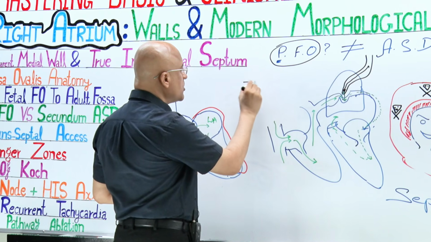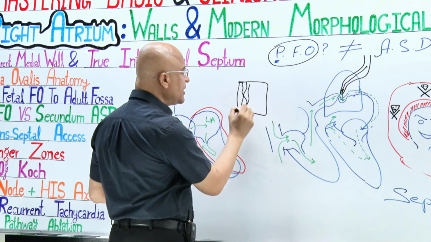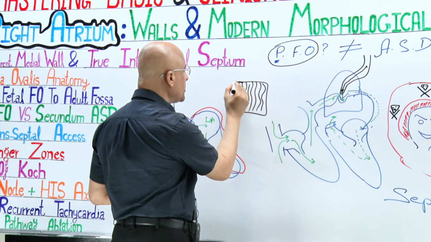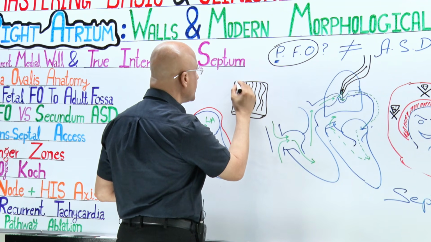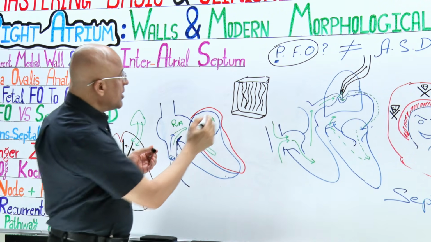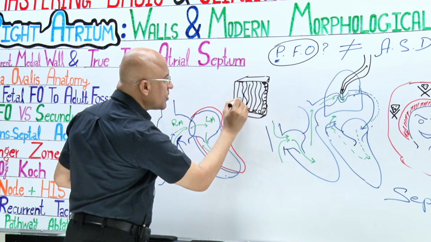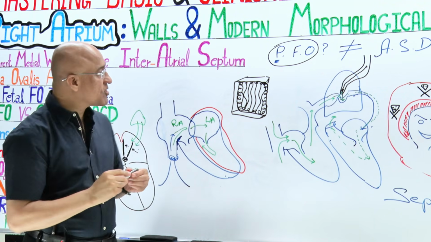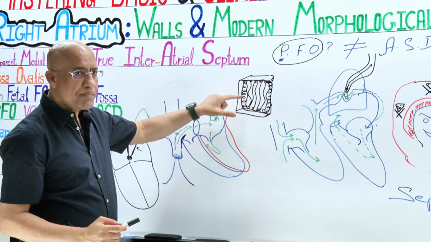If this is a window and the septum primum is a curtain, let's suppose the window has elevated margins. Now there is a curtain in between, and the margins of the curtain should be stitched here. Is that right? It is true. Now this curtain is basically the septum primum.